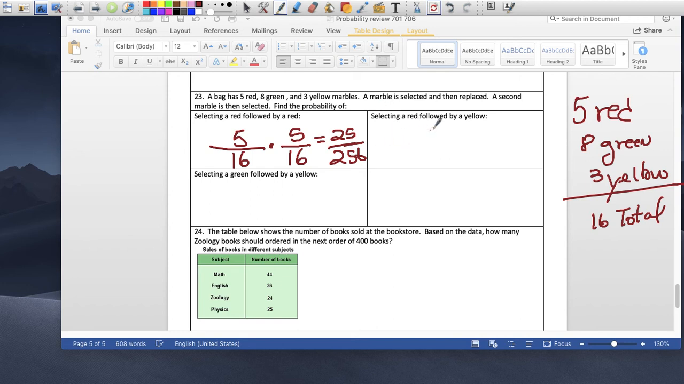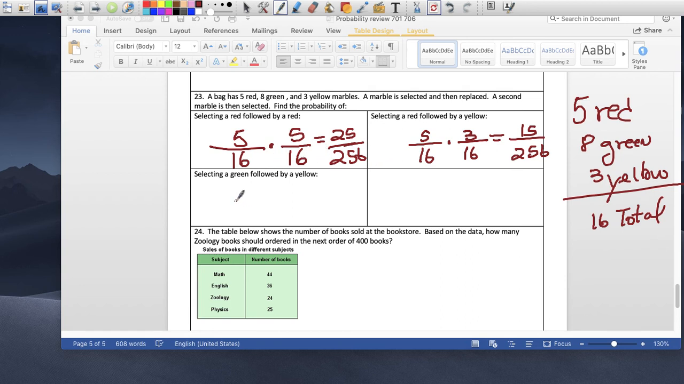Second one, getting a red followed by yellow. So again, same thing. What's the probability of getting a red? Well, the probability of getting a red is 5 out of 16. You take the red, you look at it, you put it back in the bag. So we still have 16. Now for the second marble, you want to take a yellow. And how many yellows? 3 yellows. And lastly, just multiply. So now you have a 15 out of 256 chance.